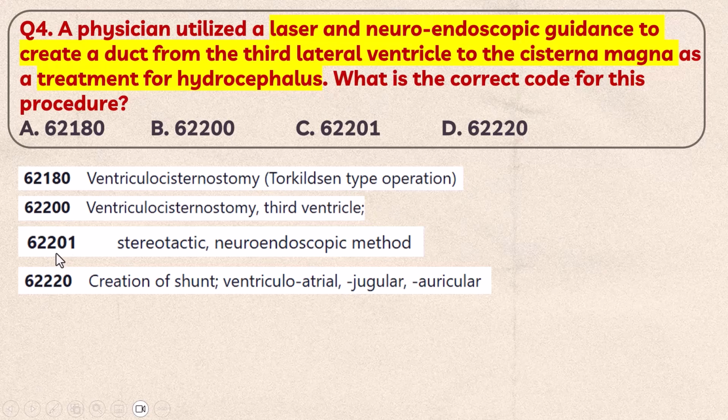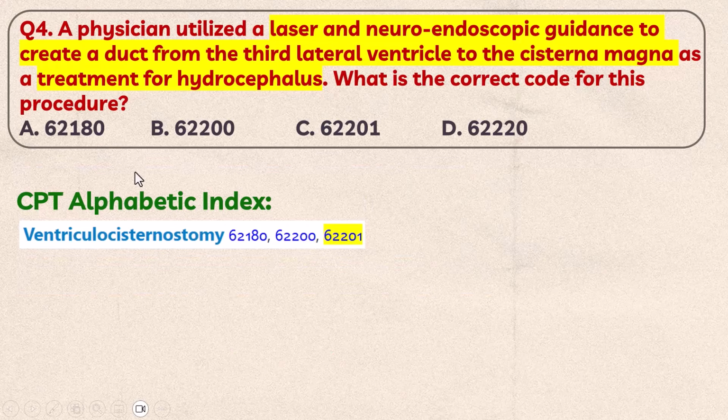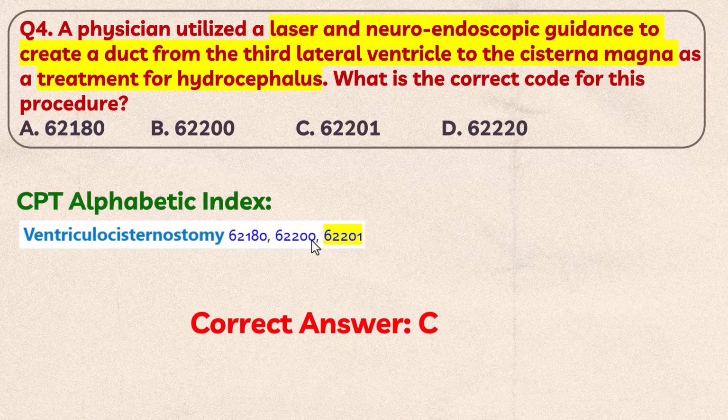So once you go for the other answers, 62,201 is stereotactic neuroendoscopic method. Yes, in our case, you can see it's a neuroendoscopic method. So the correct answer will be answer C, 62,201. So if you encounter this case in a real working world, you have to use the CPT alphabetic index. Once you go for the CPT alphabetic index, you can directly go for the index term ventricular cisternostomy. So it will lead you to the following 3 codes. Again, come back to the tabular list and confirm the answer. Once you confirm, the correct answer will be answer C.